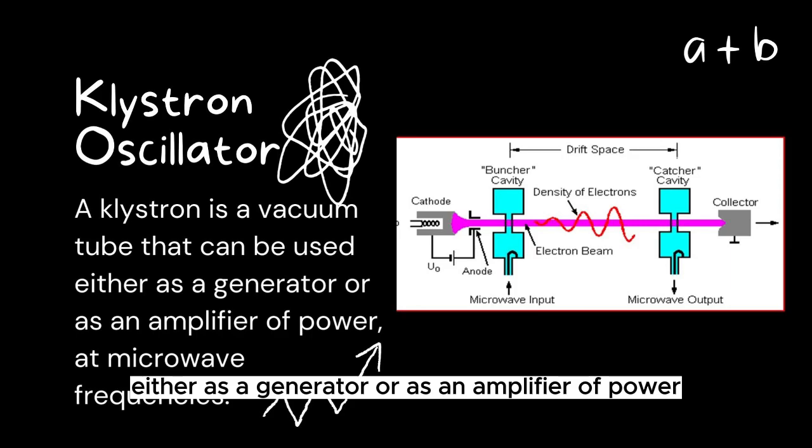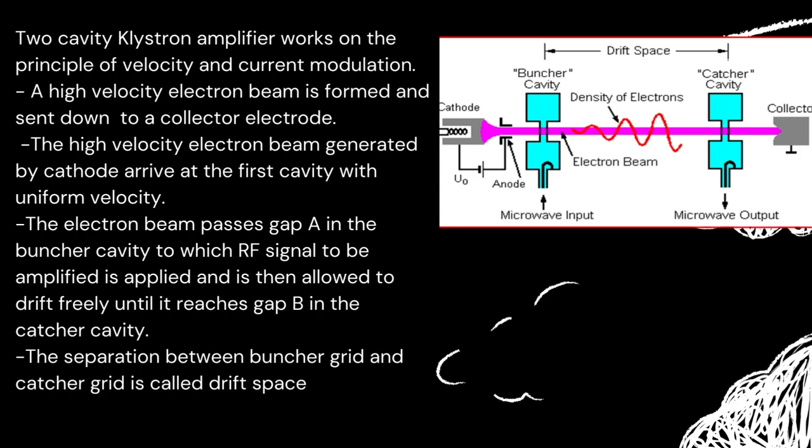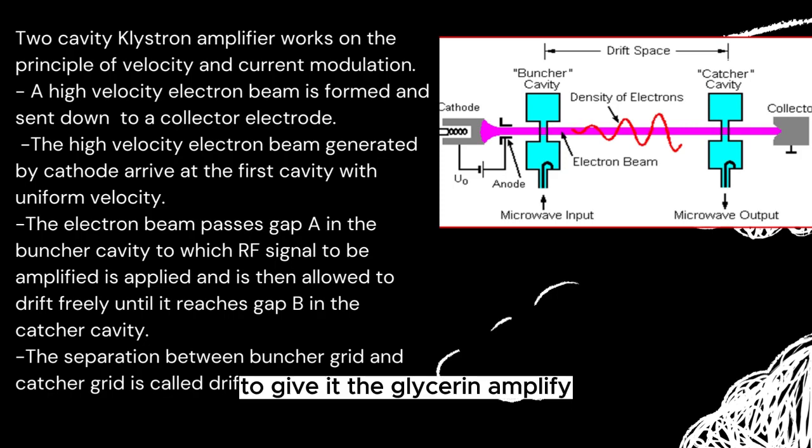Klystron oscillator. A klystron is a vacuum tube that can be used either as a generator or as an amplifier of power at microwave frequencies. Two-cavity klystron amplifier works on the principle of velocity and current modulation.